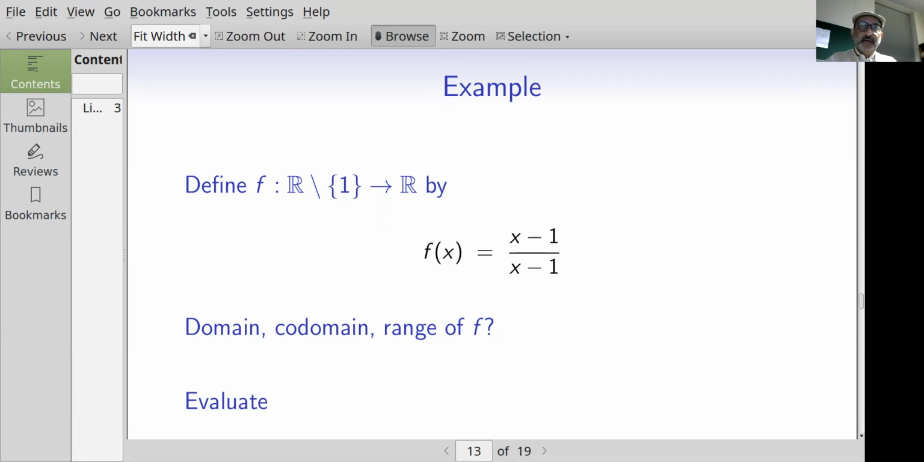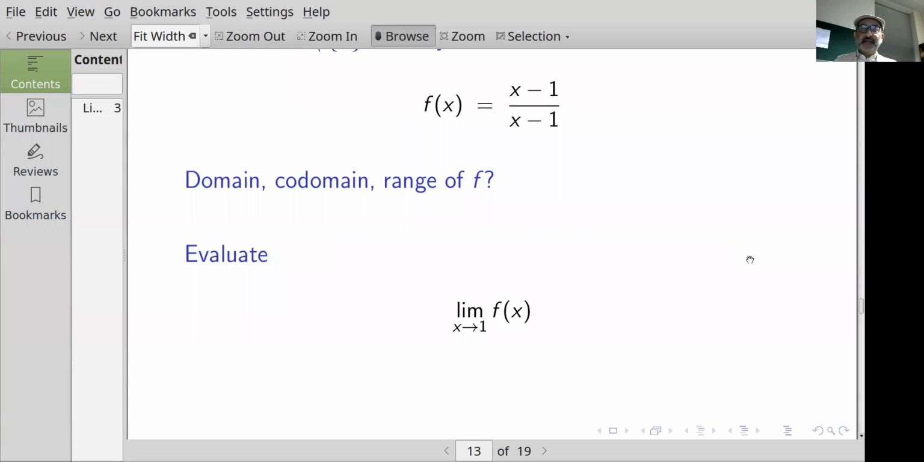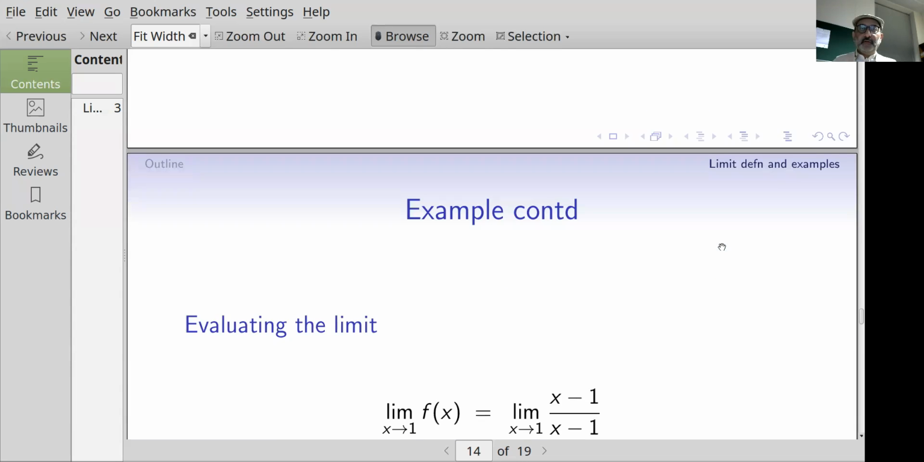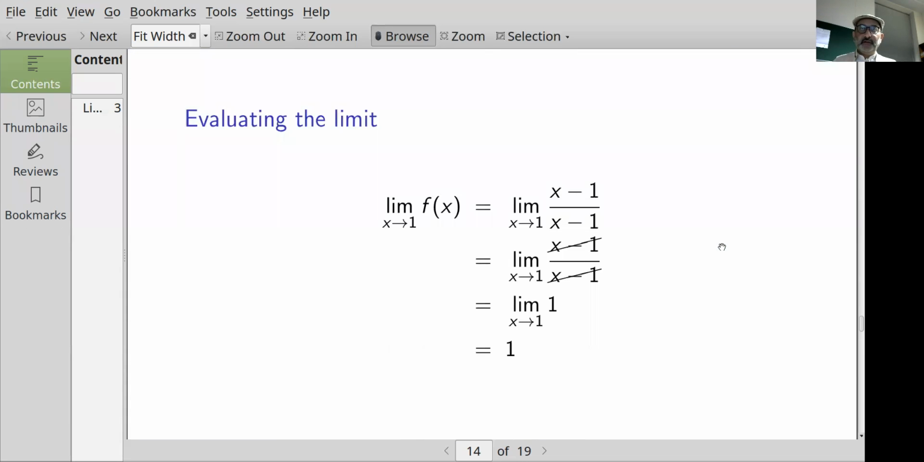Okay, let's evaluate this function. And let's evaluate the limit as x goes to 1 of f of x. Okay. Well, the limit as x goes to 1 of f of x is equal to the limit as x goes to 1 of x minus 1 divided by x minus 1. That's how we define the function.